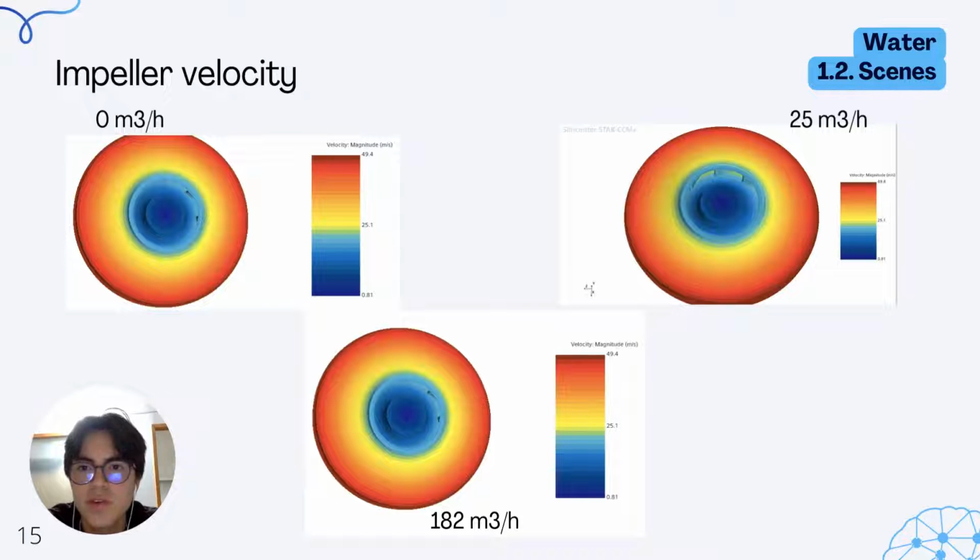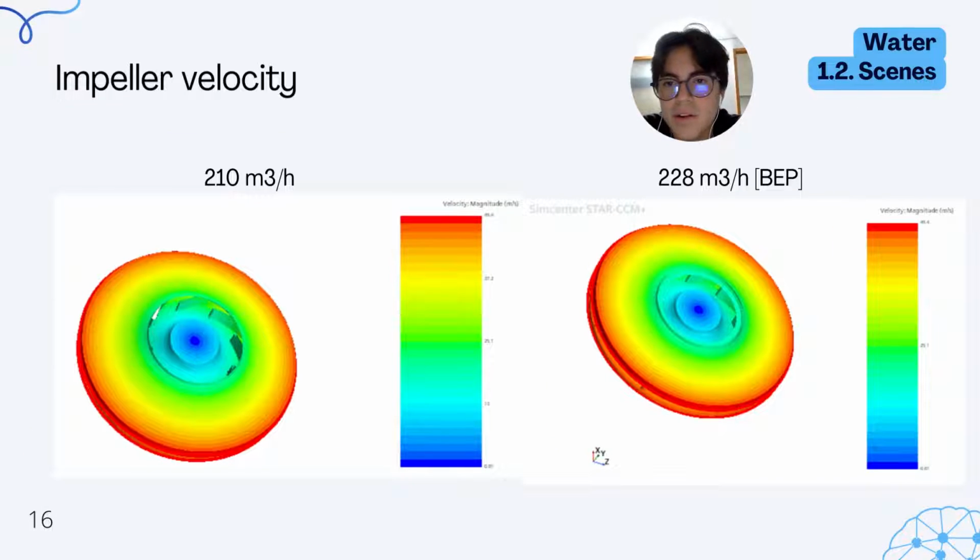Now we present the results of the impeller velocity at 0, 25, and 182 cubic meters per hour. And we have a range from 0.1 to 49.4 meters per second. Now we have the impeller velocity for 210 and 228.